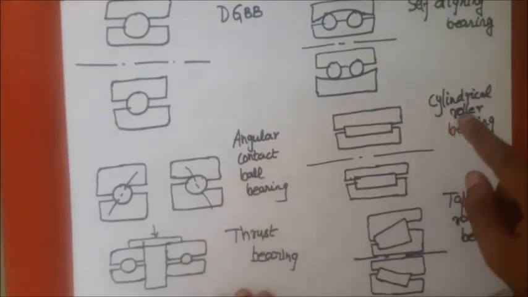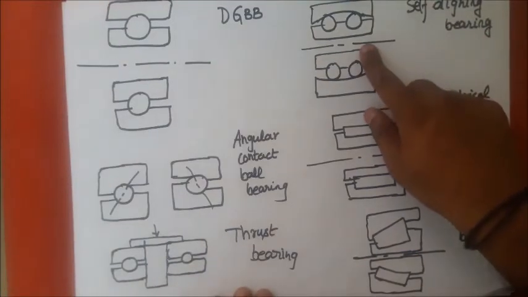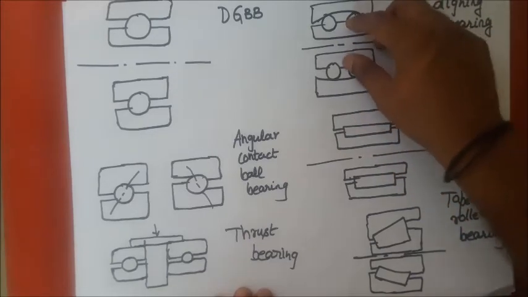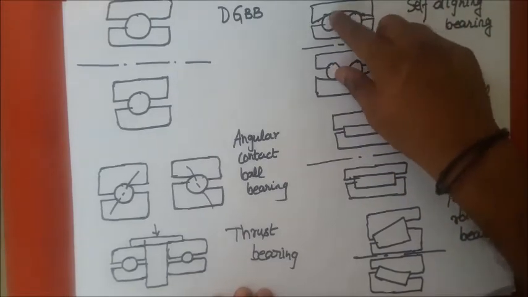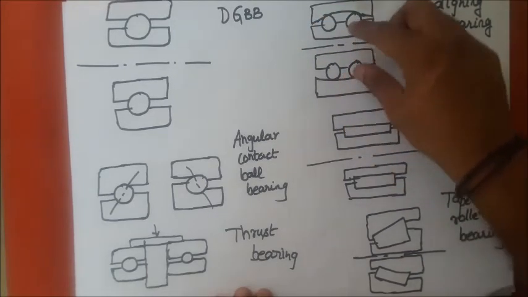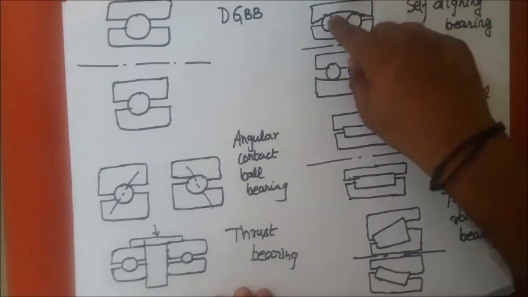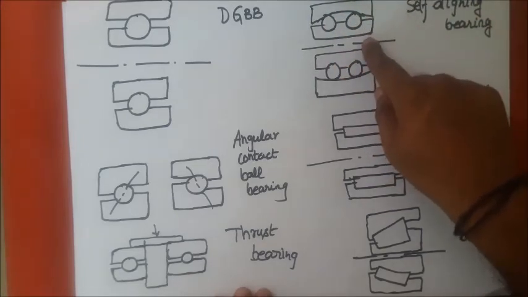Now next is the self-aligning bearing. For the self-aligning bearing, suppose there is some play in the shaft or some misalignment. What happens is the inner race rotates inside the outer race. The outer race is spherical in nature, so that if the inner race tilts inside with the shaft, it can still resist the load. So this is the self-aligning bearing.